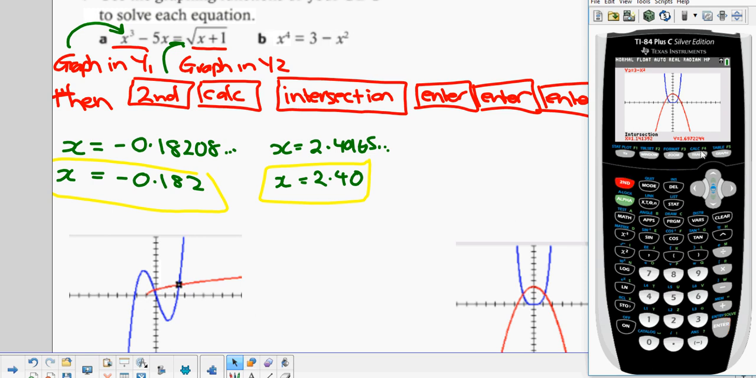Second calc. F5. Alright, closer to the other one.